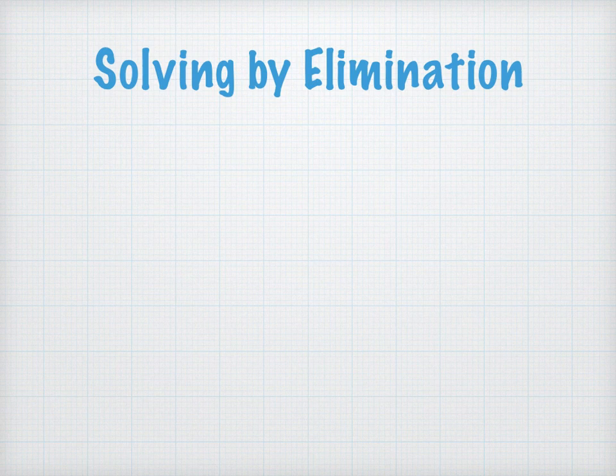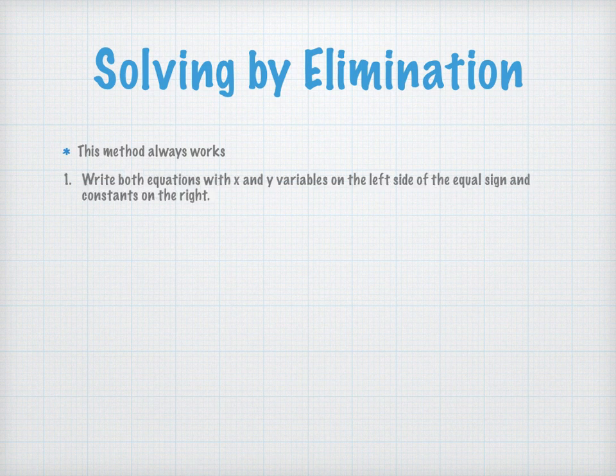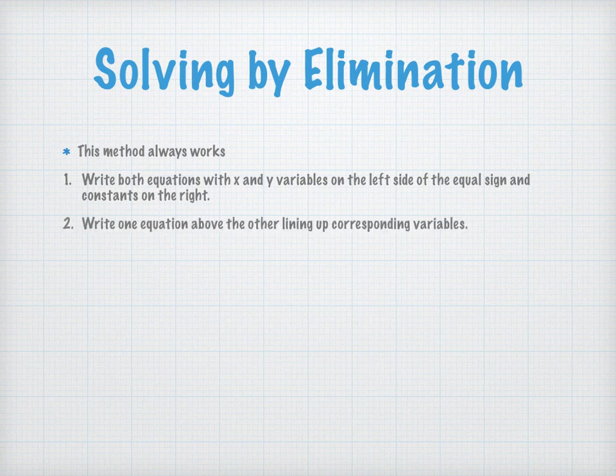Next, there's solving by elimination. This method also always works. This method a lot of people find to be a little bit trickier at first, but with some practice, you might find that you prefer this method. The first thing that you will do for this method is you'll write both equations with x and y variables on the left side of the equal sign and the constants on the right side of the equal sign. We want to write one equation above the other equation, lining up our corresponding variables. So the x's above and below x's, y's lining up, and then our constants lining up on the other side of the equal sign.